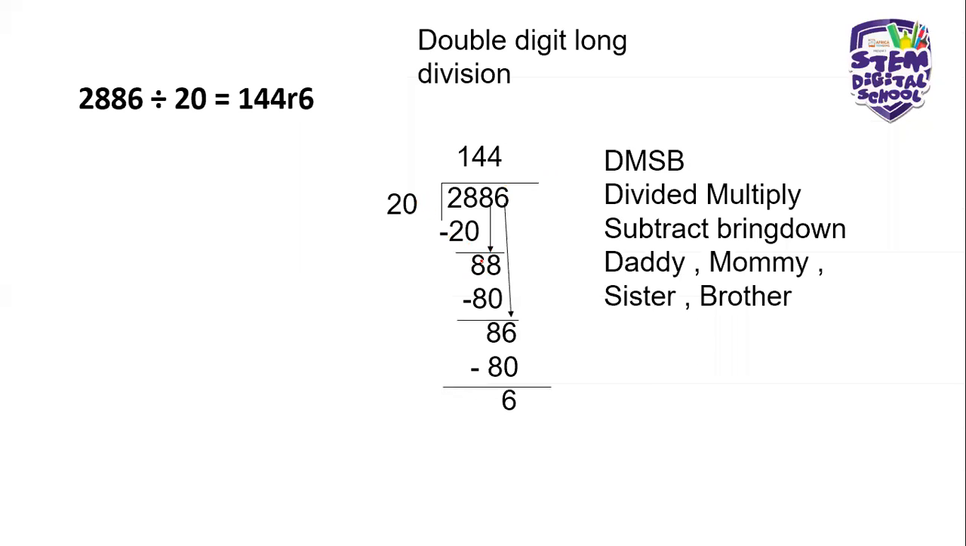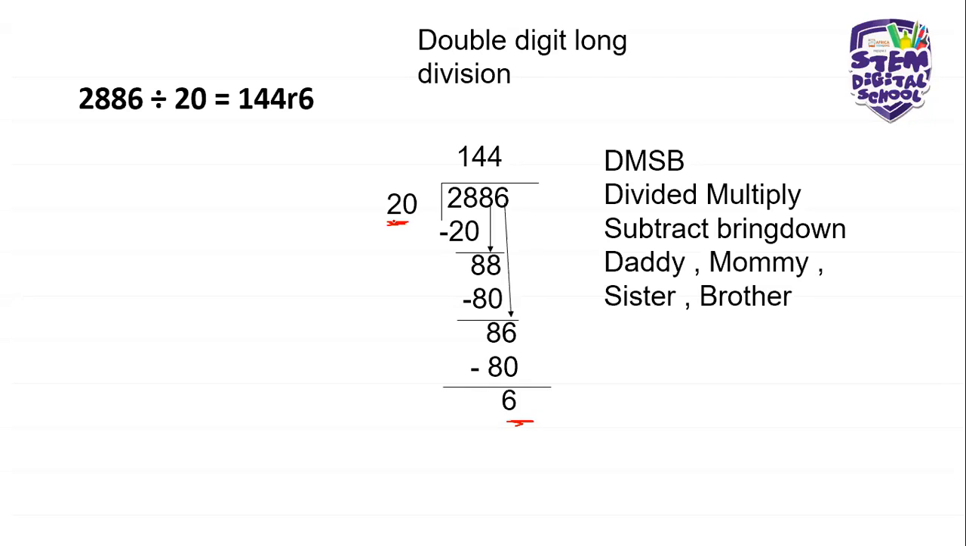20 into 88 goes 4 times. 4 times 20 is 80. 88 minus 80 is 8. I bring down the 6. 20 into 86 goes 4 times. Why? Because 86 is not a multiple of 20, so we go to the nearest multiple, which is 80. 86 minus 80 is 6. The remainder is smaller than the divisor. That means my answer is correct. My final answer is 144, remainder 6.